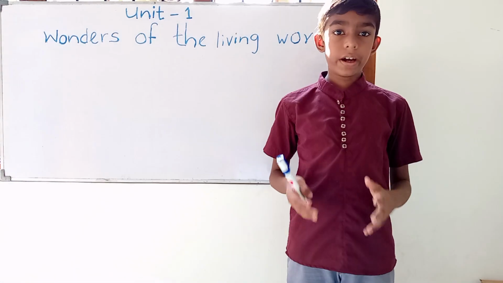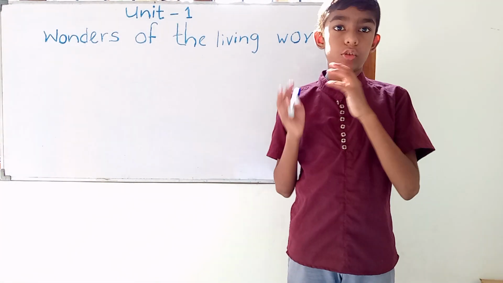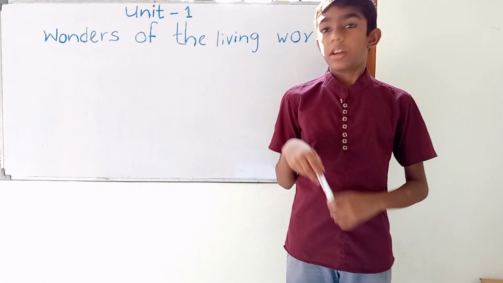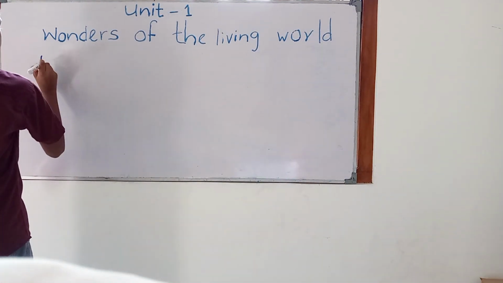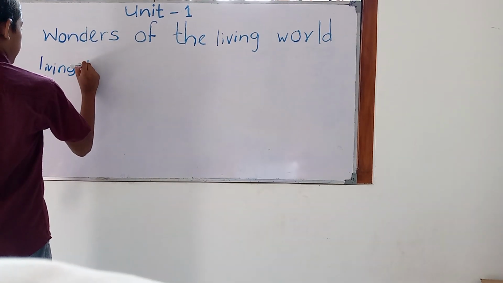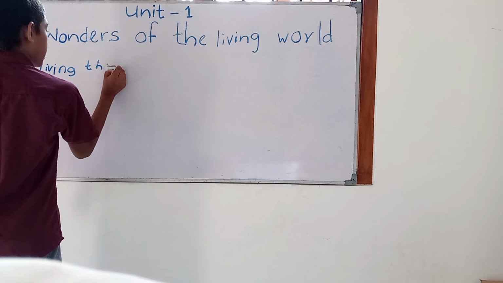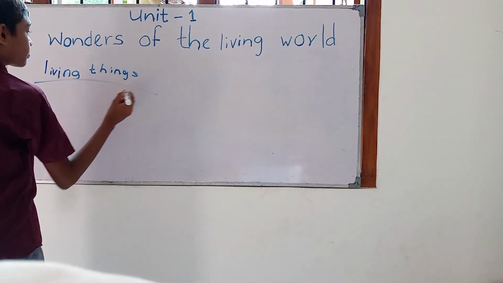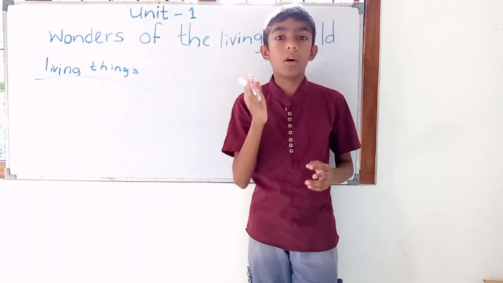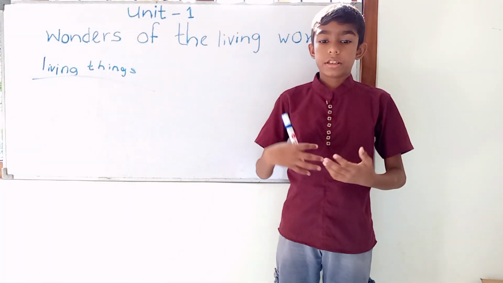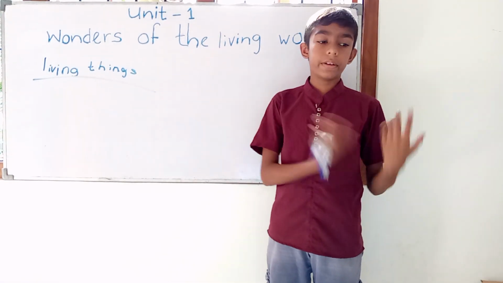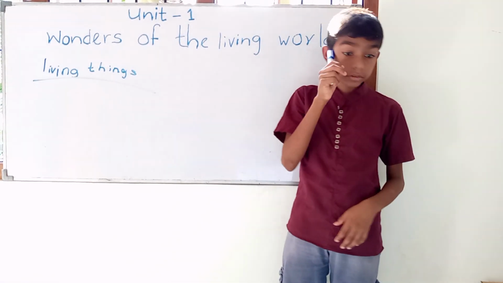We can divide the environment into two main groups, living things and non-living things. In this lesson, we will be talking about living things. Now, what are living things? Living things are organisms which have a growth, and they are called living things or living organisms.